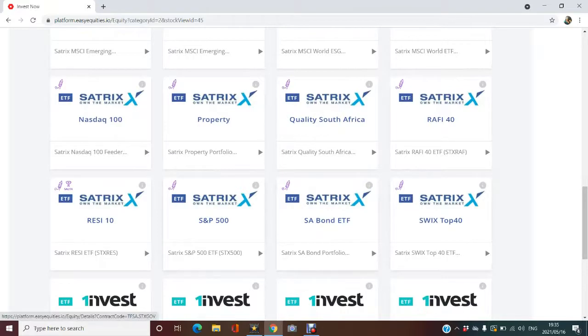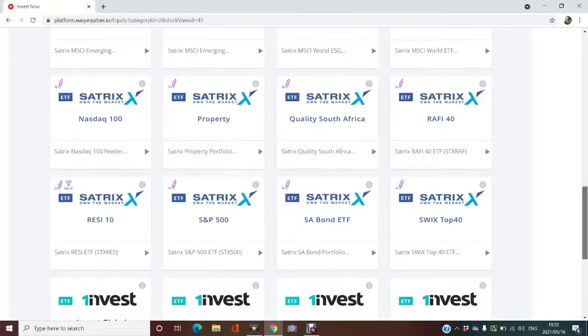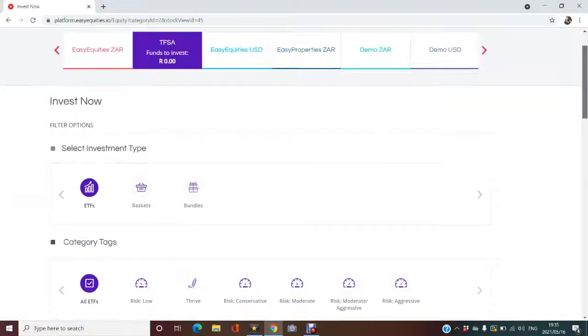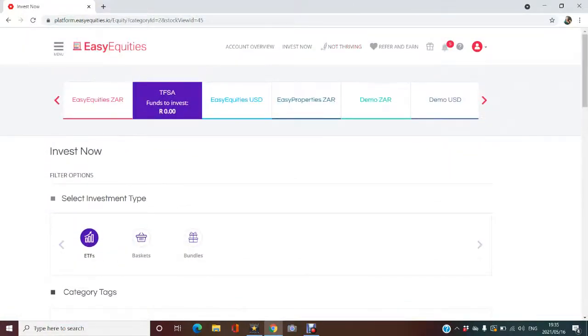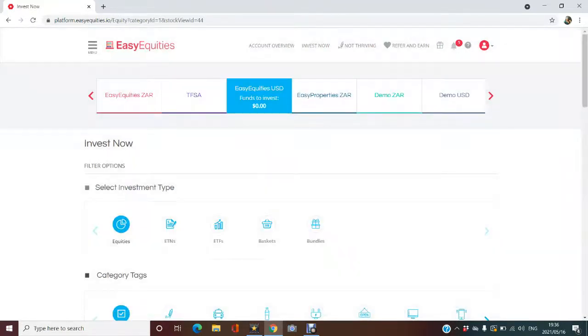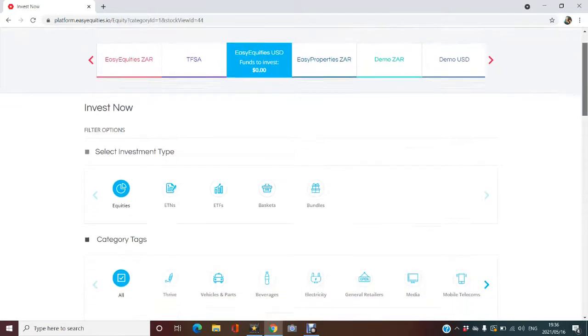Your S&P 500, your SA bonds, your property. So there's different ETFs that you find on there that you can purchase. There's also an EasyEquities USD. This is where you purchase your shares in the US, United States, right? Yeah. This is where you find those.